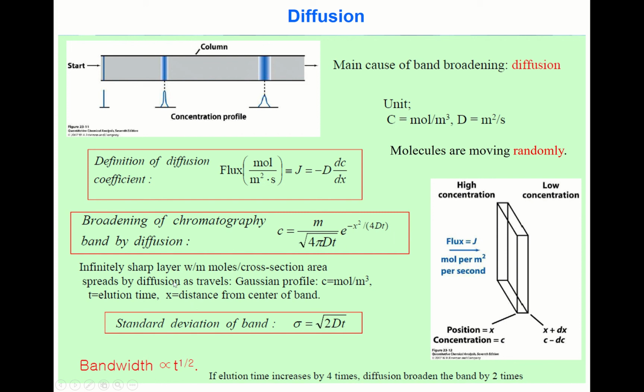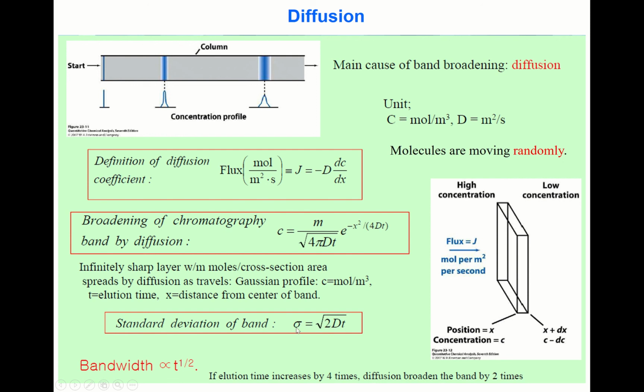Okay, very good. Infinitely sharp layer here, with mobile phase moles of cross-section area, spreads by diffusion as it travels. Okay, Gaussian profile. Yeah, this is concentration unit. t is elution time. x is distance from the center of the band. Okay. Standard deviation of band is what?